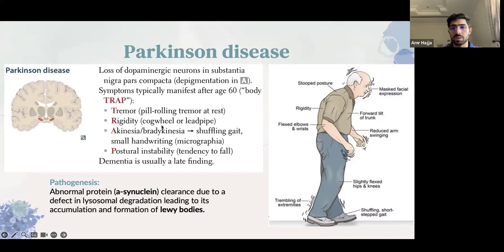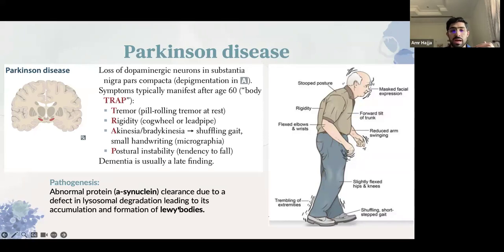They will have cogwheel rigidity, bradykinesia or akinesia with shuffling gait, and postural instability, which is basically a tendency to fall. So what's the pathogenesis? Alpha-synuclein is a protein that's basically important in synaptic transmission.